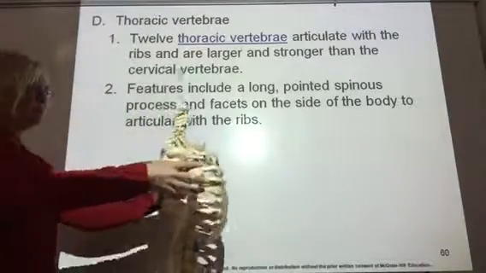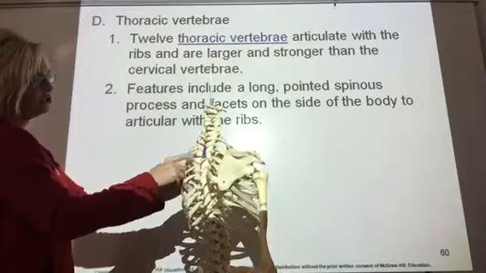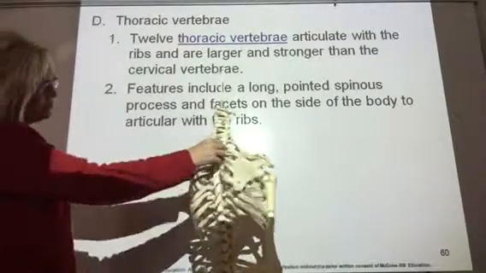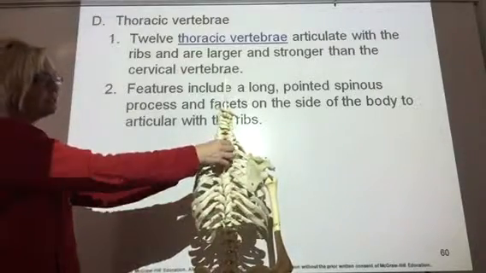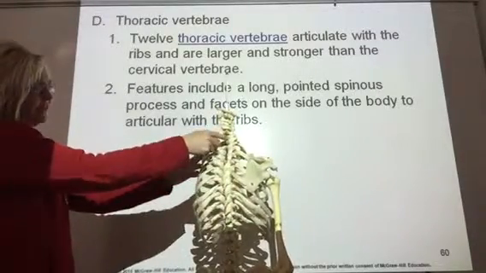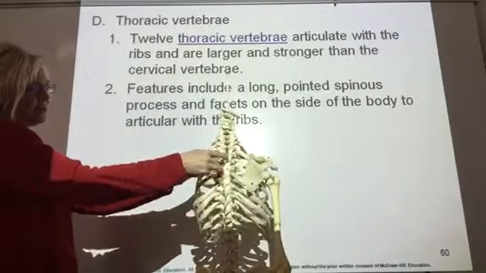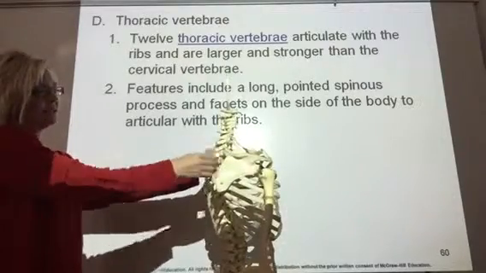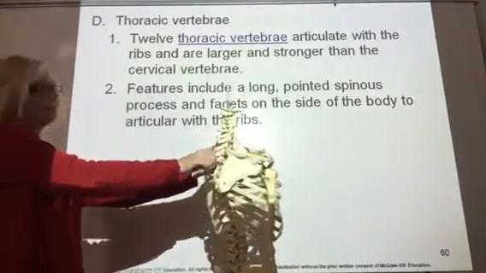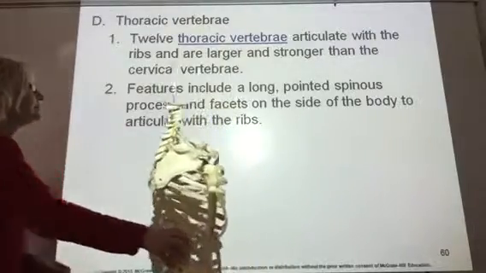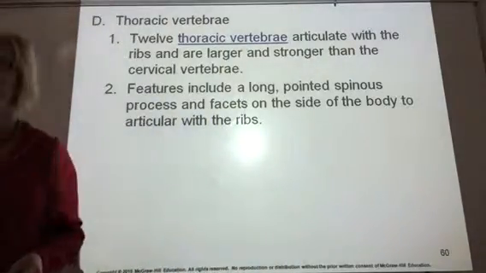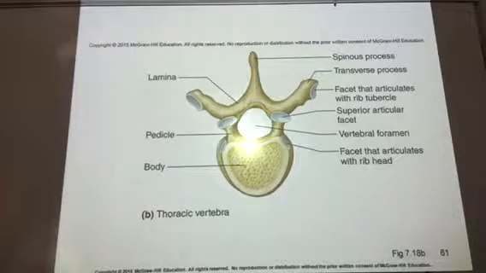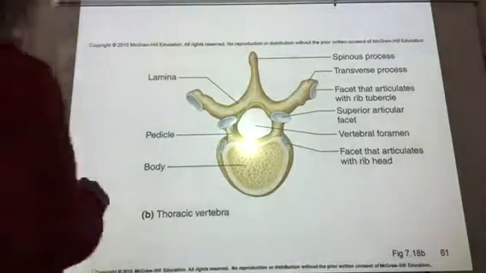So thoracic vertebrae are the 12 that are going to attach to your ribs. They're larger and stronger, so even if you look, you can see they get a little bit bigger. And they have very pointed spinous processes on the back. I don't know why I have a piece of tape there. But the spinous process on the back points out quite a bit further. That's probably the most important part. They attach to the ribs. Large spinous process. You can see that it sticks out far.